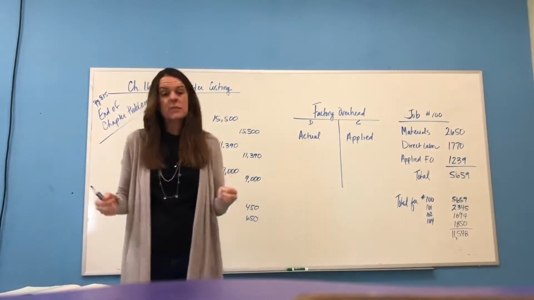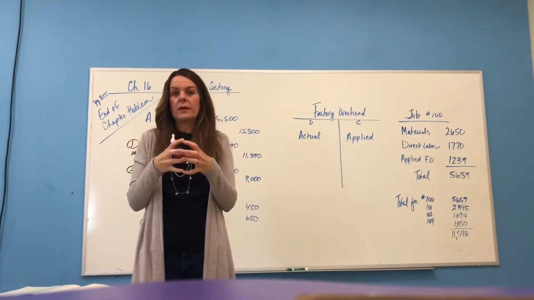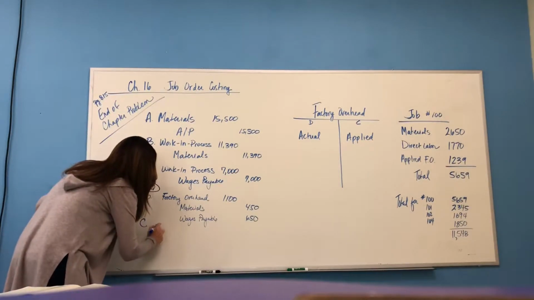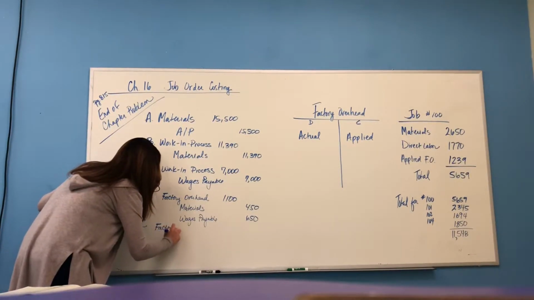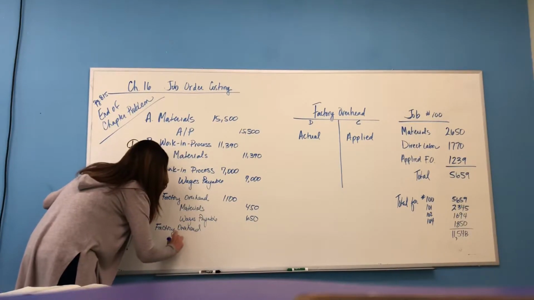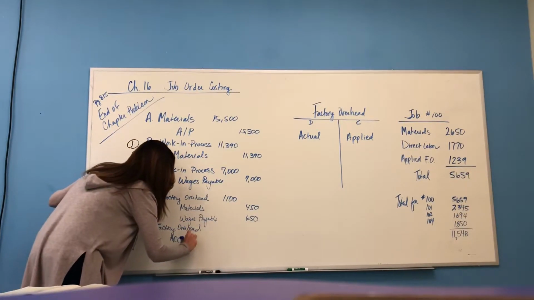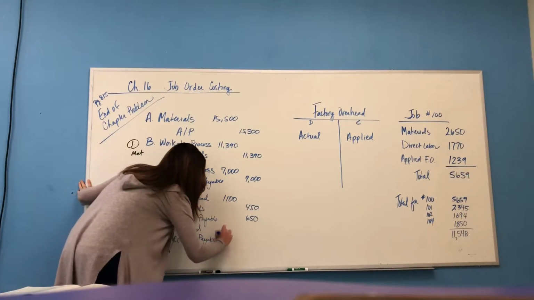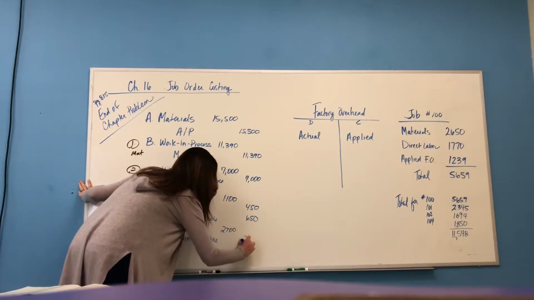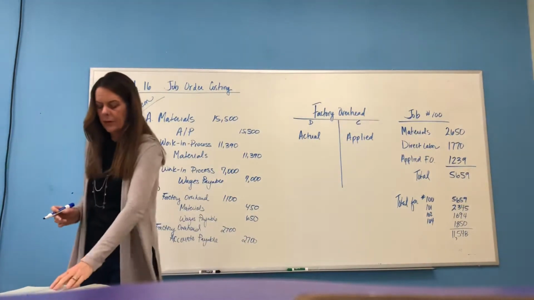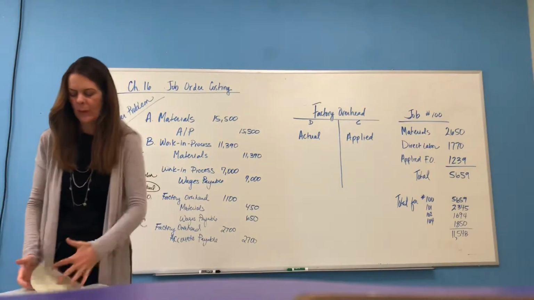In this particular problem, they've lumped everything together. That's fine. They've made it easy for us. So we're going to debit factory overhead, and we're going to credit accounts payable for the $2,700 they told us. So they kind of lumped everything together, and that's why we're going to do it that way.